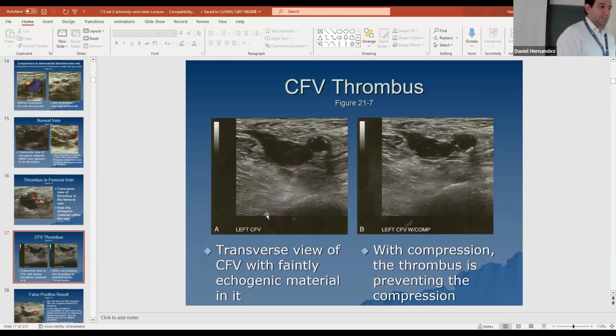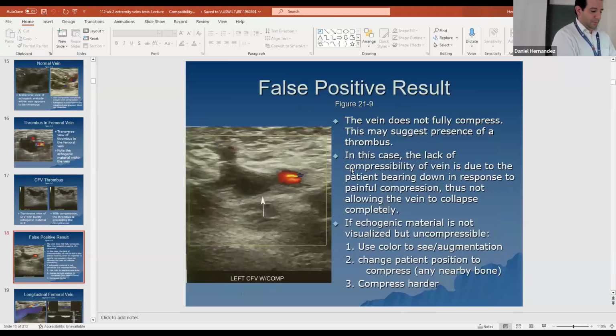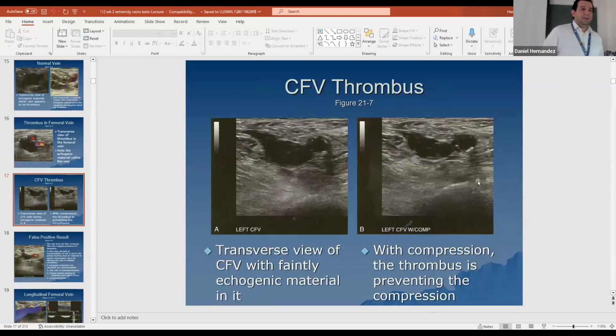This would be another example of acute DVT, in this case with and without compression. With compression, without compression, you can see obviously this vessel does not compress. We've got some intraluminal echoes, so this is again a nice example of an acute DVT.